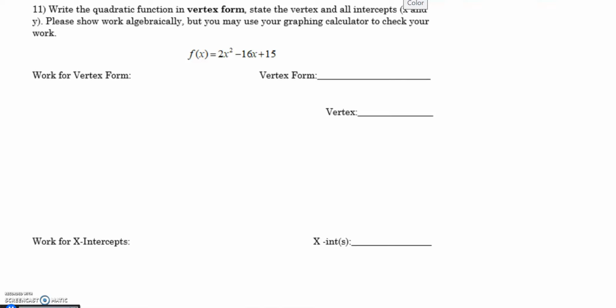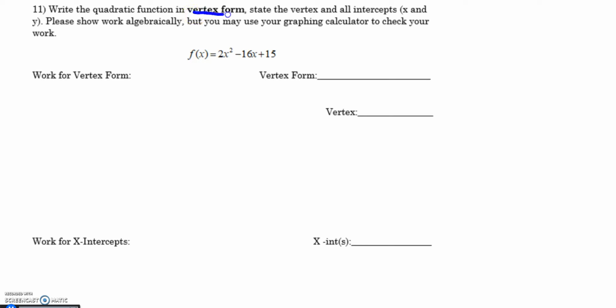Hey everybody, and welcome to the Cumulative Review Packet number 2, video number 3, where we're starting with number 11, which is a topic from your first cumulative test. Write the quadratic function in vertex form. State the vertex and all intercepts, x and y.